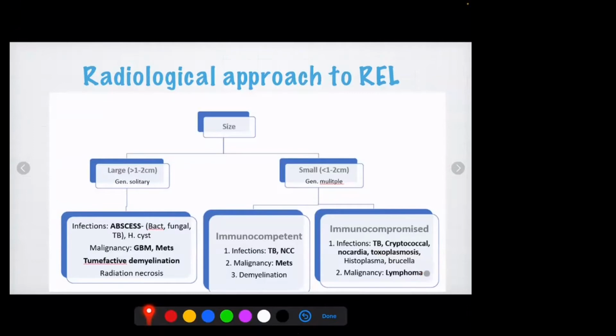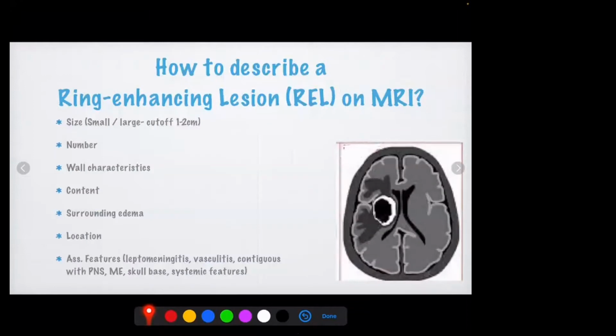So how would we describe a lesion? If we consider all the following points, we would not miss the pattern, at least in description in our head, and hence we can categorize more easily. So the number and size I already mentioned. Wall characteristics are to be described. The content, how it seems on different sequences of the MRI. How much is the surrounding edema?